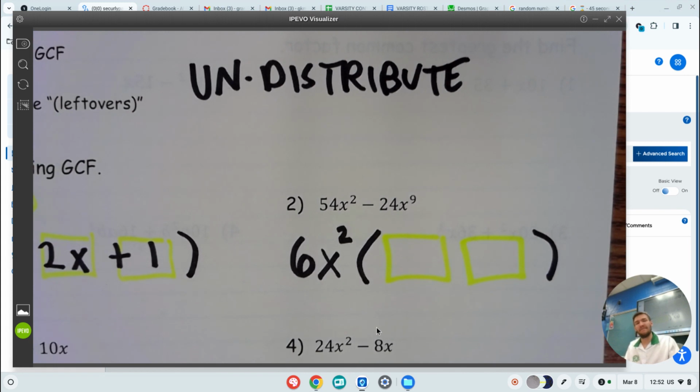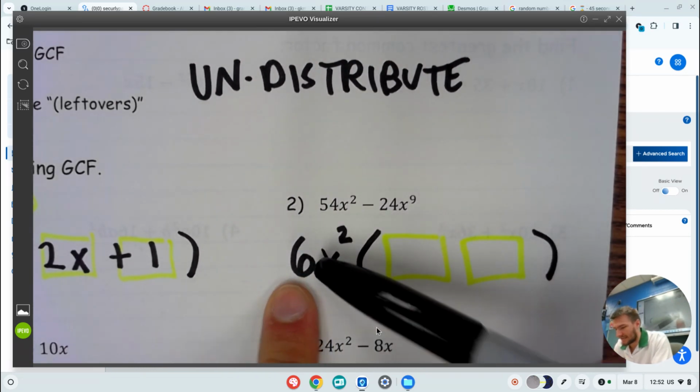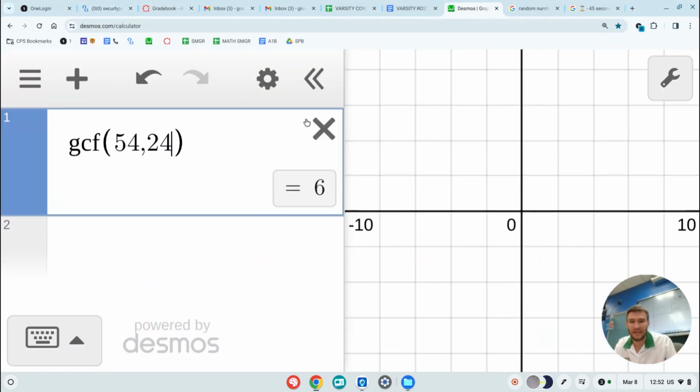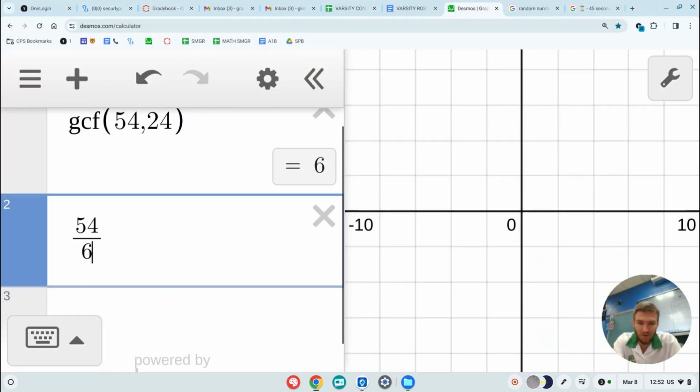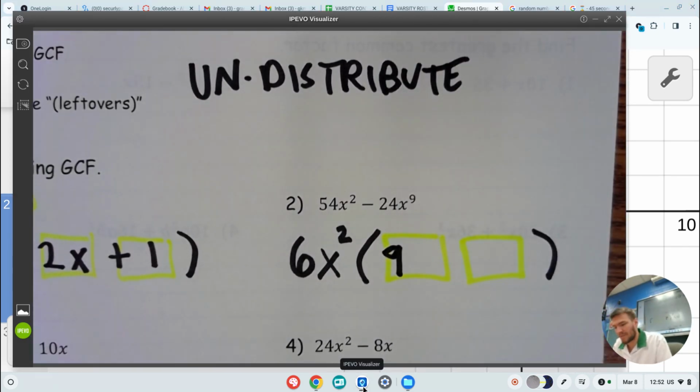And we want to figure out, okay, once we give away the 6, what's left over? What is 54 divided by 6? If we're not sure, Desmos, you're correct. 54 divided by 6 is 9. So we're going to put a 9 here.